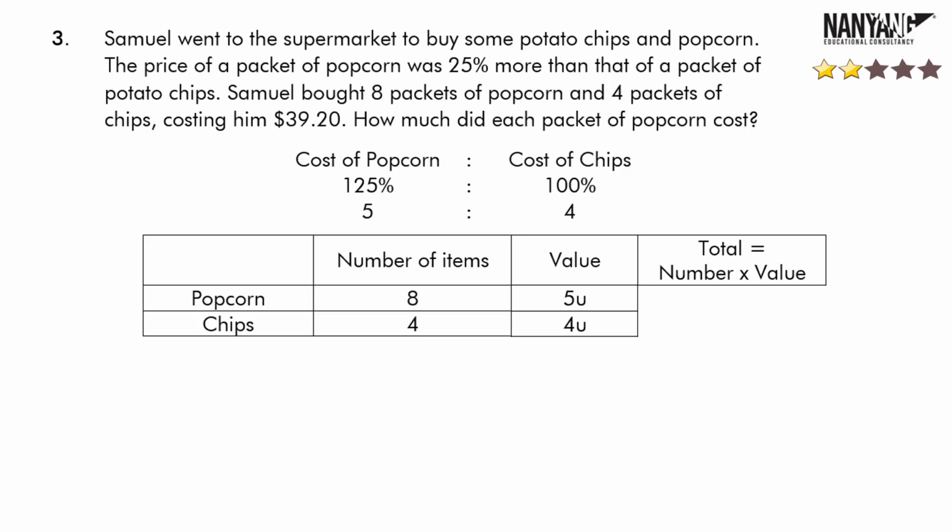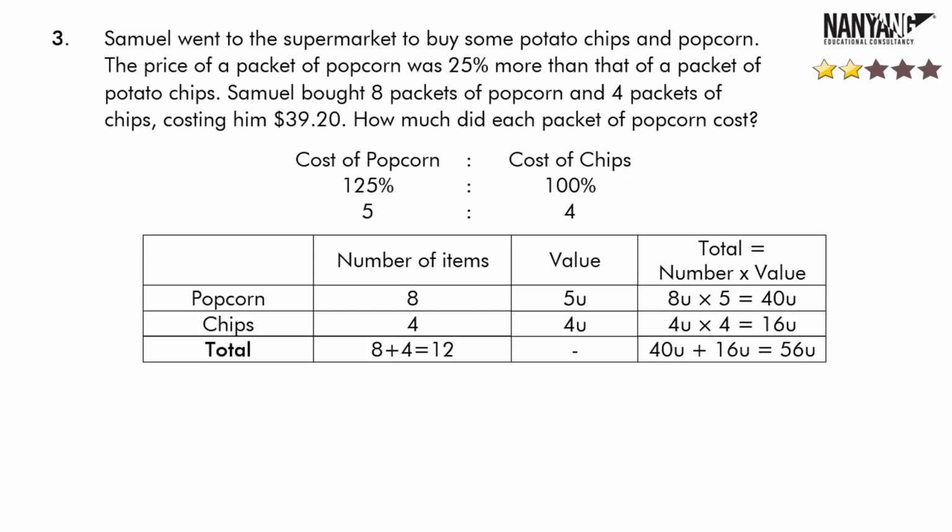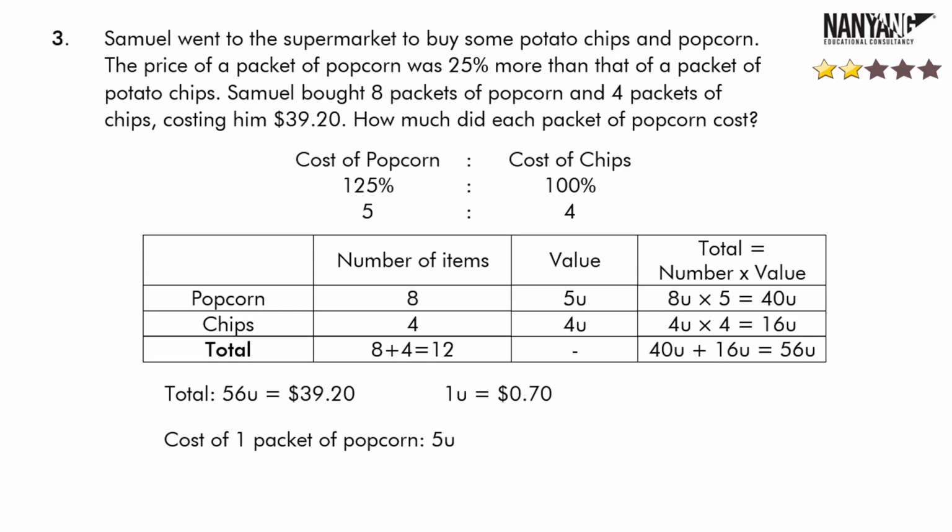So their number times value, 40 units and 16 units respectively. Then we can find our total cost, which is 56 units. So knowing that is $39.20, we can find that 1 unit is 70 cents. Now how much did each packet of popcorn cost? Well, it costs 5 units according to our table. So that will be 5 times 70 cents, $3.50. So that's our answer. Did you get it?